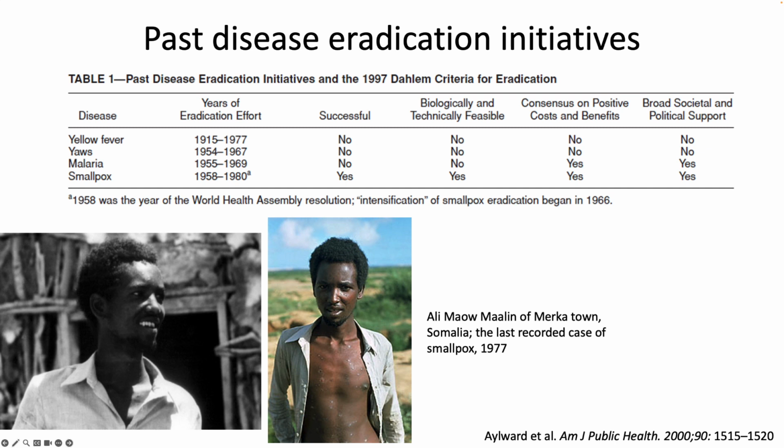And on this slide, you can see a picture of Ali Maow Maalin, who was the last known case of smallpox that occurred in Somalia in 1977.